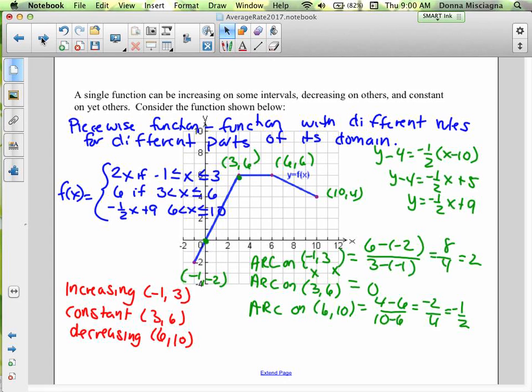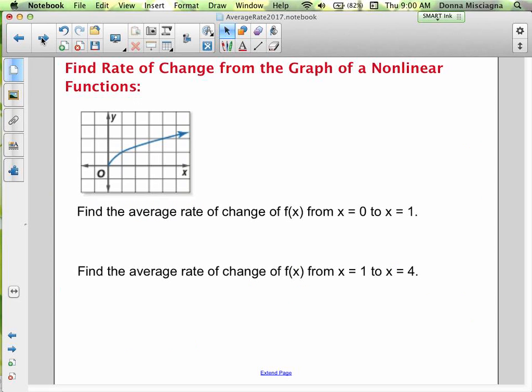Okay. All right, so let's look at a few more examples of finding average rates of change for nonlinear functions. Here we have a square root function. We can easily identify the points. I didn't even write in the equation here, but the equation is y equals the square root of x. So in your notes you can write down that equation.